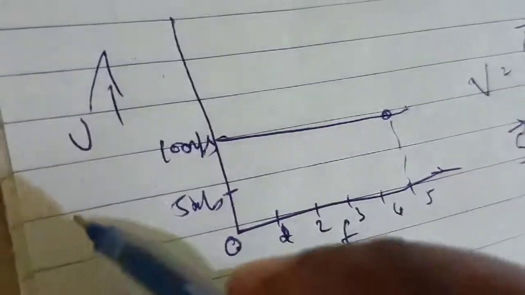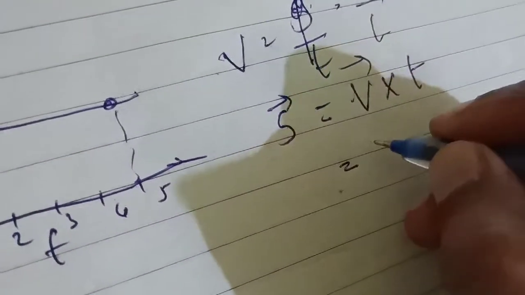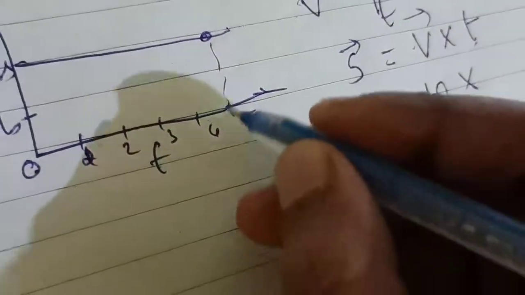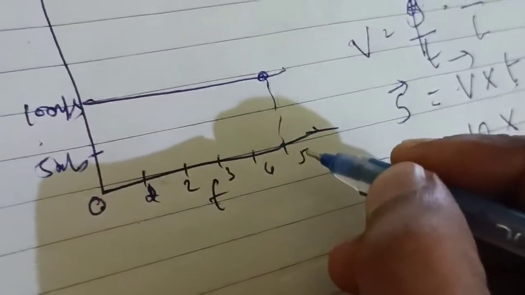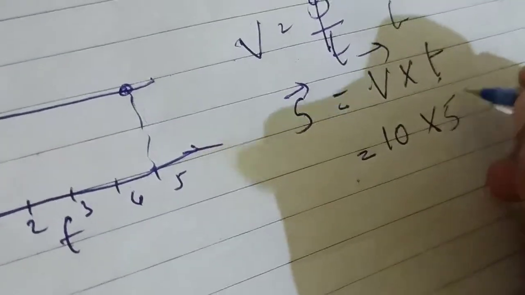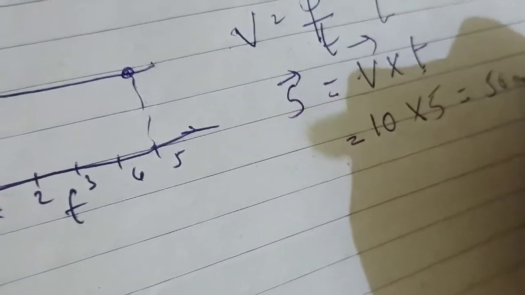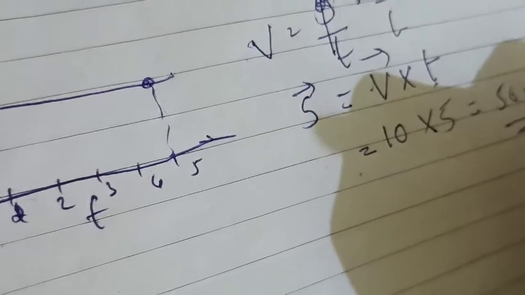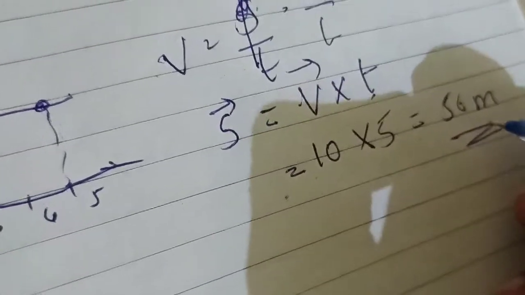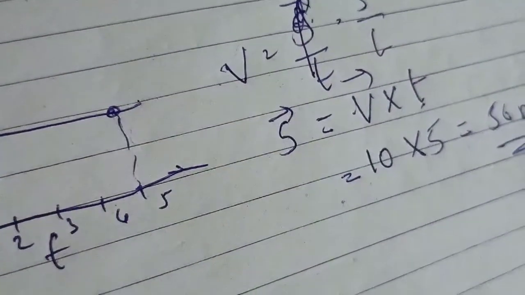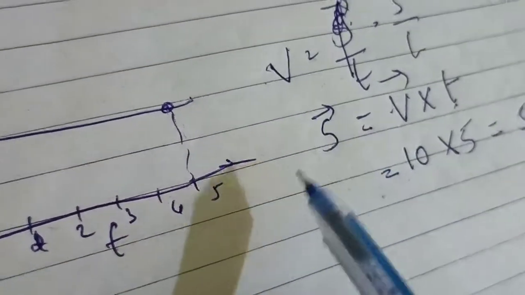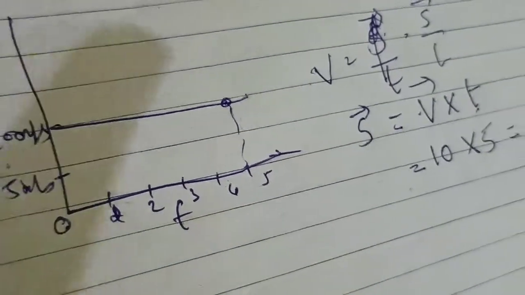So what is the velocity here? 10 meter per second, and t is, you can see it covers within 5 seconds. So 5 is the time. So 10 into 5, 50 meter. The displacement you get here is 50 meter. So that is how to find out the displacement.